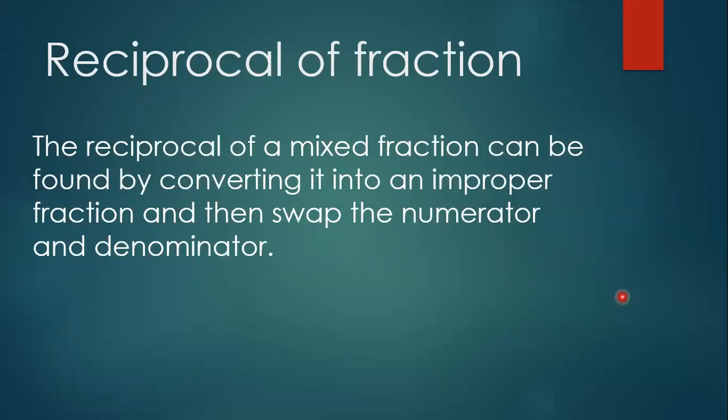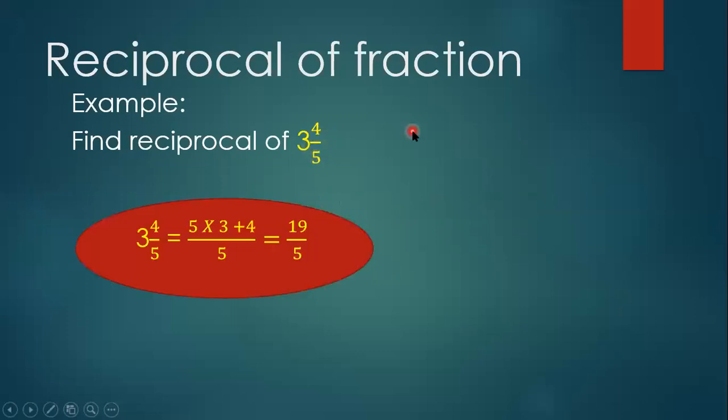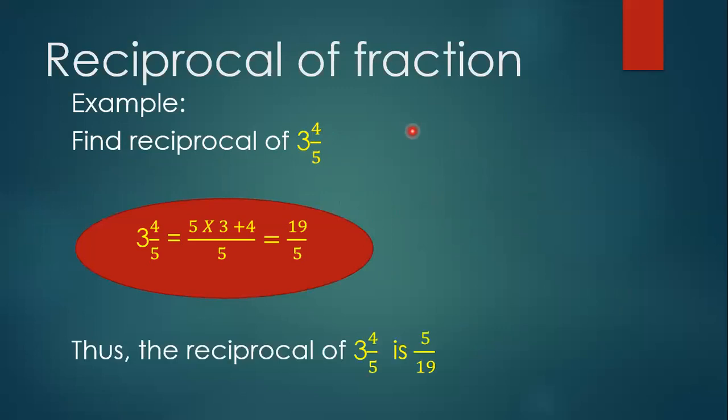Suppose you have to find the reciprocal of a mixed fraction, what are you going to do? Nothing to worry. First step, convert the mixed fraction into an improper fraction and then swap it. Okay. For example, 3 and 4 by 5, first convert it into an improper fraction. 5 multiplied by 3, 15, 15 plus 4, 19. It becomes 19 by 5. When we swap it, it will become 5 by 19. Okay.